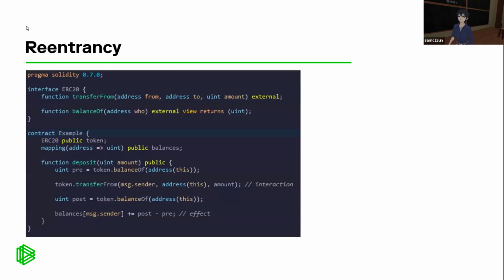To give you an example of something where the check effect interact pattern doesn't hold, we can see in this example, this contract allows a user to deposit some number of tokens. Now, unfortunately, some tokens don't follow the ERC20 specification and will actually credit the recipient with fewer tokens than was initially transferred. So this contract tries to get around that by measuring the balance of tokens before and after the transfer, and then crediting the users with the difference. You can see that by necessity, the effect must occur after the interaction. So in this case, the smart contract developer would have to be aware of how the contract might behave under different circumstances instead of just relying on the check effect interact pattern.